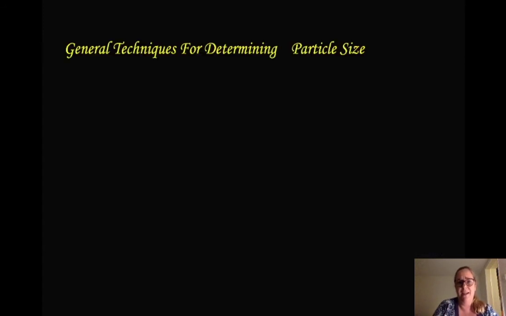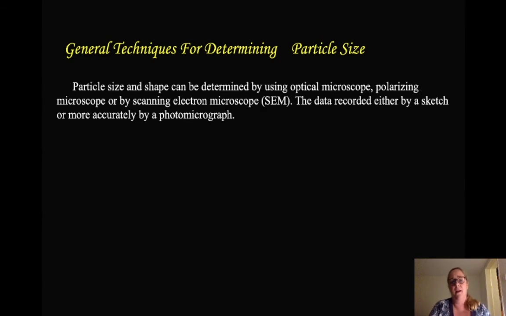There are general techniques for determining particle size. The particle size can be determined through a microscope, so through an optical microscope, for example a polarized microscope, or a more fancy microscope, a scanning electron microscope. The data recorded is then drawn, or you can take a picture. If you're using the microscope, you might have a camera to take a picture. Or if you're using a scanning electron microscope, you can take a picture through the computer.